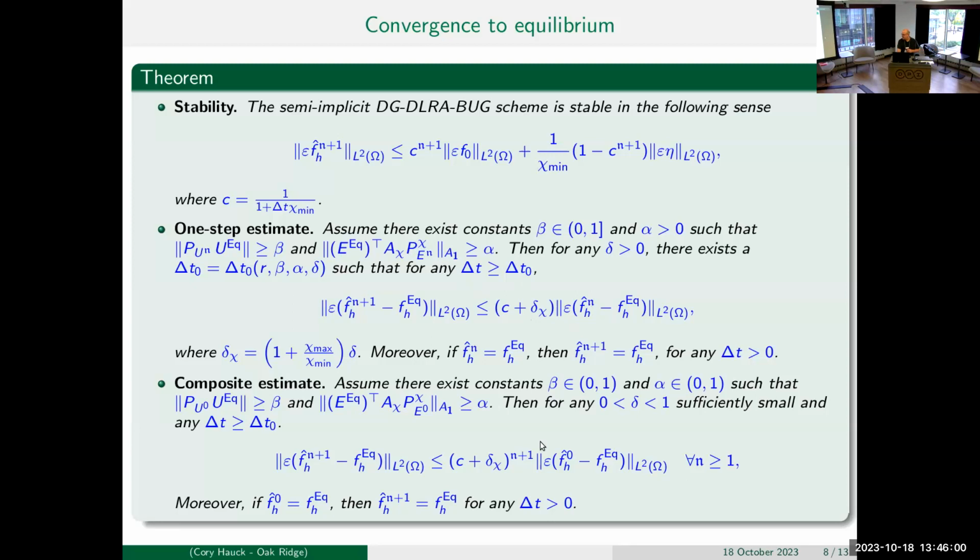If you do that, then you can get to the condition that you wanted before, that there's a geometric convergence in the distance from equilibrium. So this is a positive result.